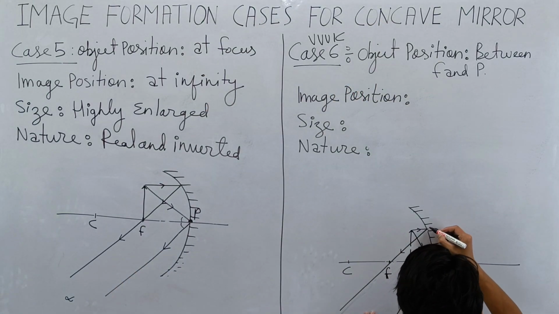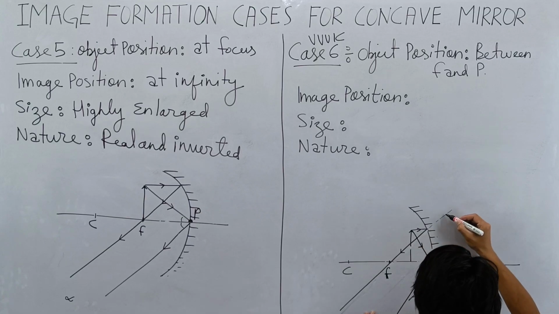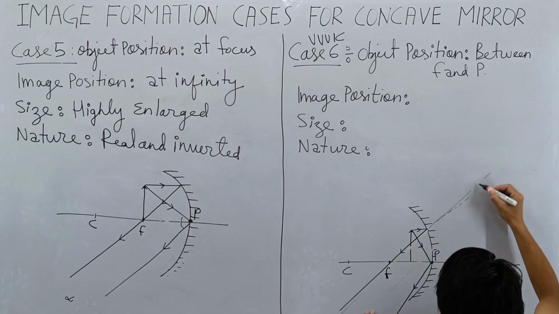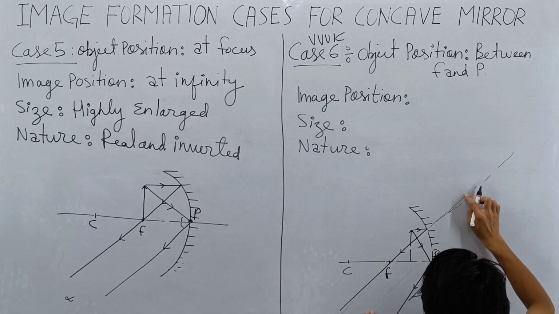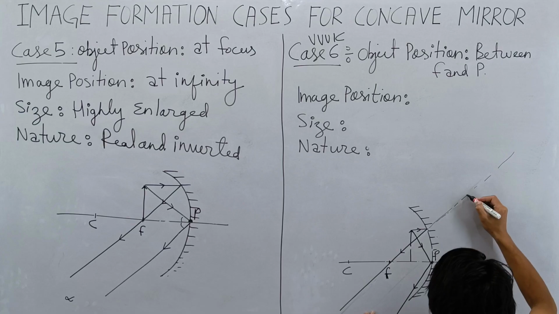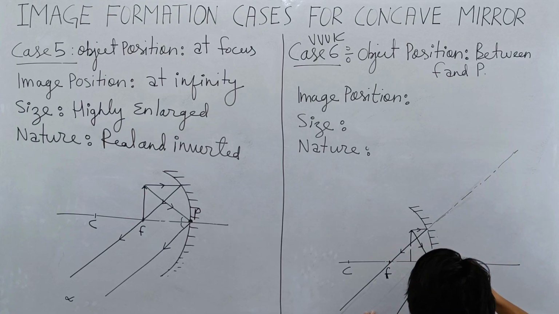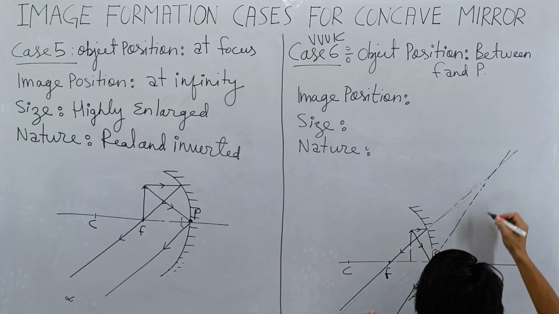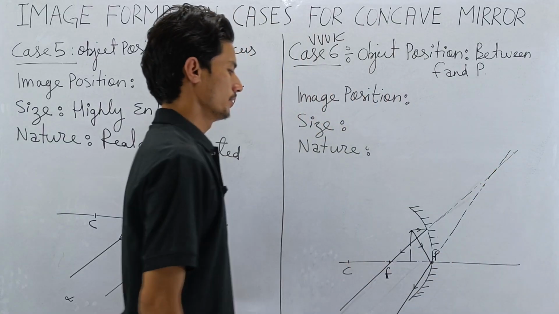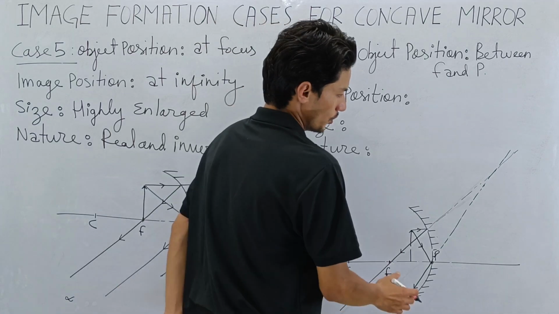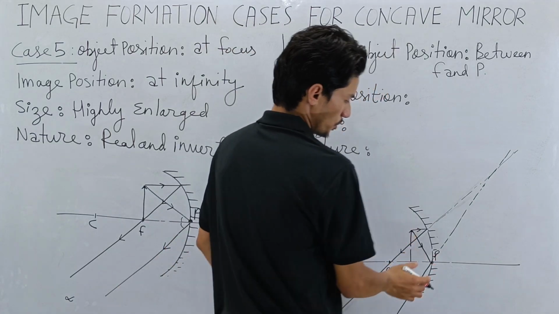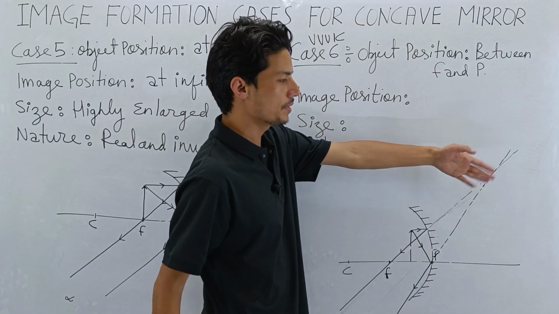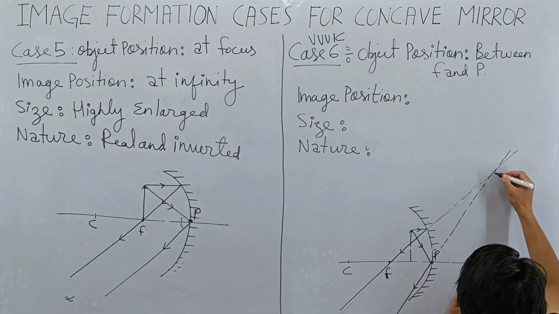If we back trace it, this has to be done in dotted lines. Maybe it will go like this. It has to be straight, somewhat like this. So draw this in dotted lines. Then if we do back tracing, roughly it will come out like this. On back tracing, we see that the two reflected rays appear to meet here, but this is happening behind the mirror.